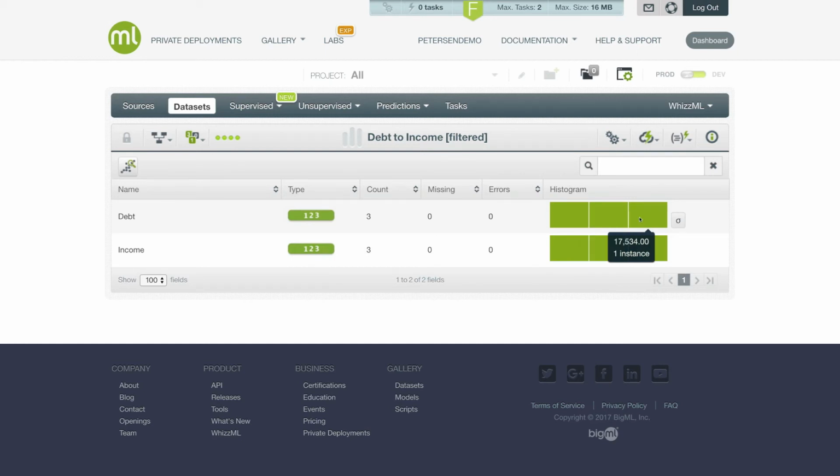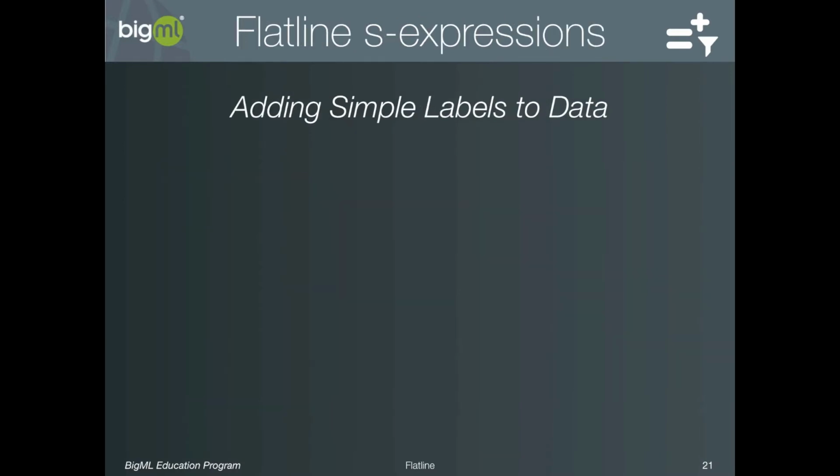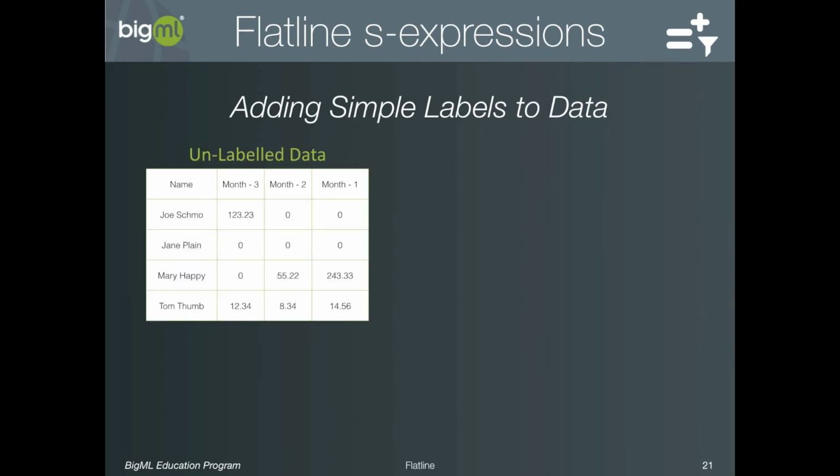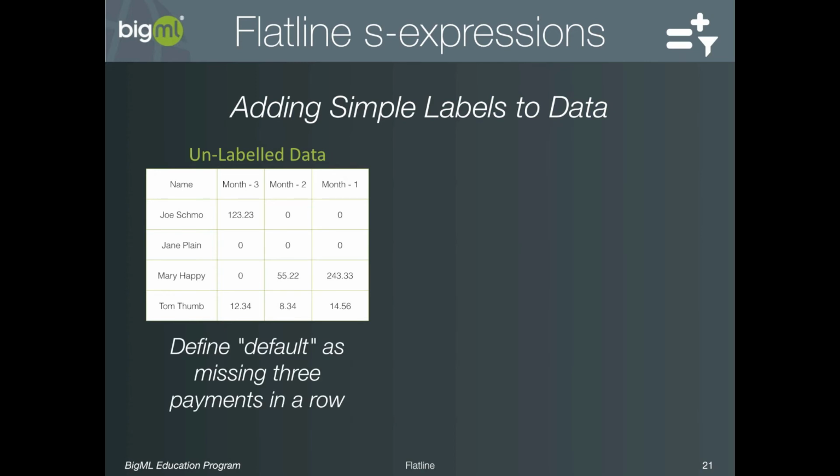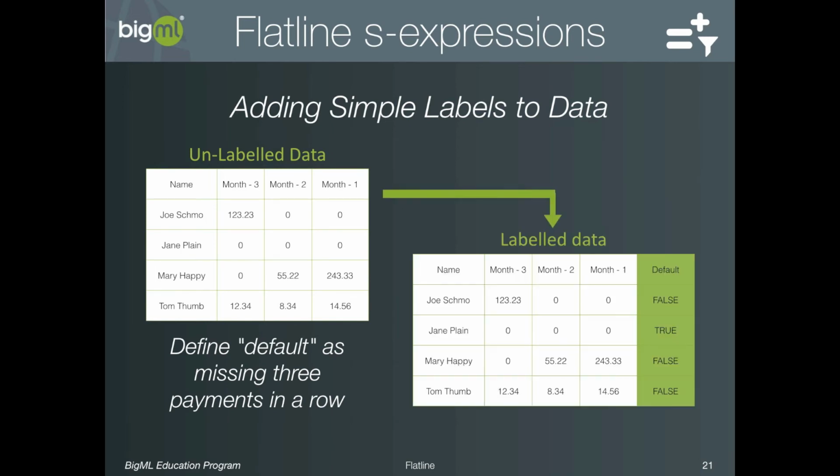Sometimes when working with unlabeled data, it is possible to add a label with a Flatline expression. For example, here we have some loan payment data, but there is no label indicating which of these customers have defaulted on their loan or not. In this case, we could define default as meaning that the customer has missed 3 payments in a row. With this definition, we would see that only the second customer, Jane Plain, has missed 3 payments in a row and is therefore in default. Let's see how we could create this label with Flatline.